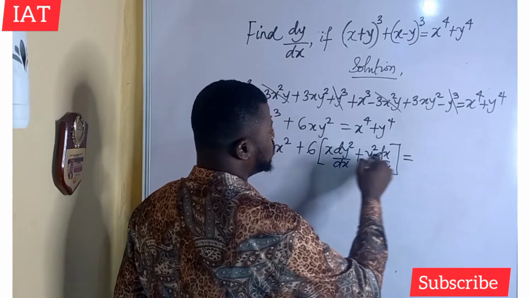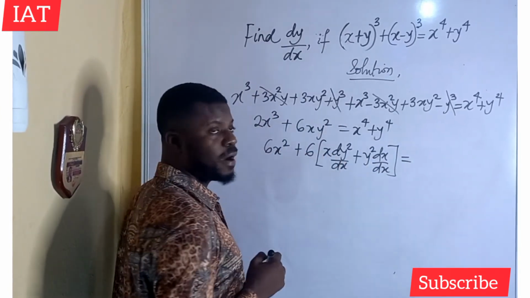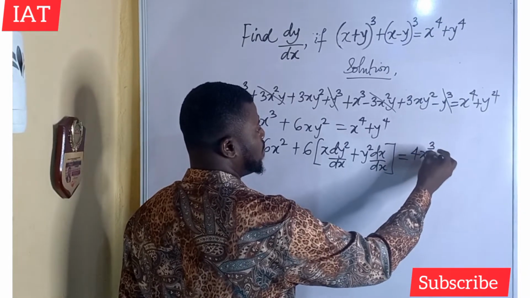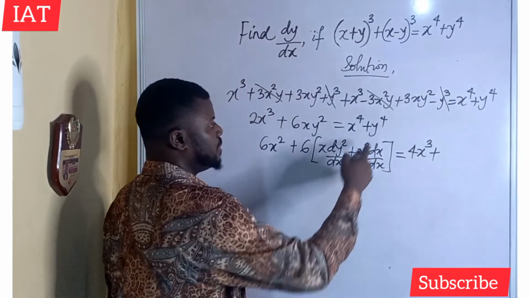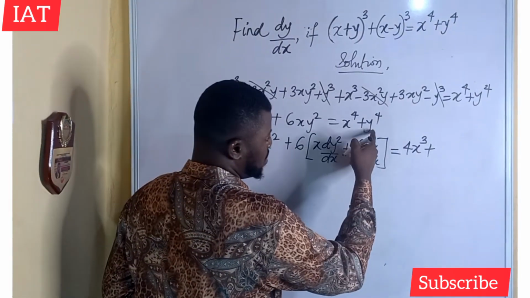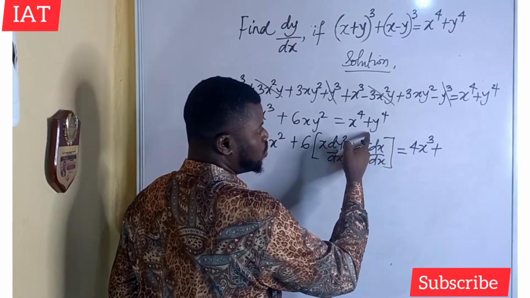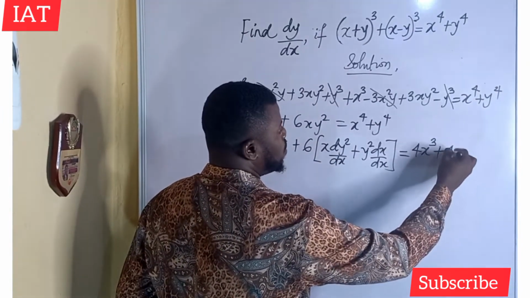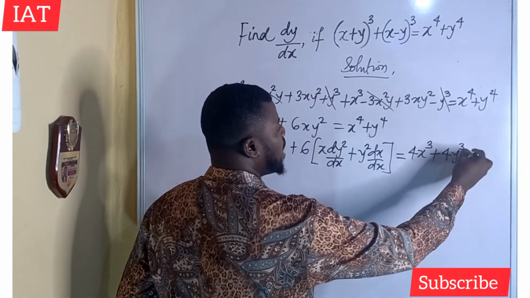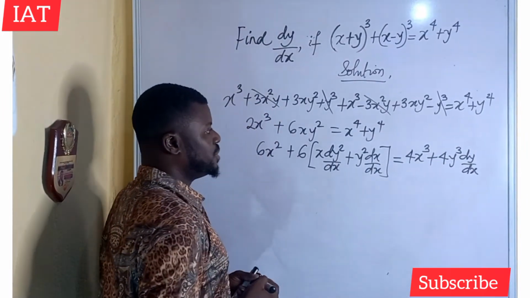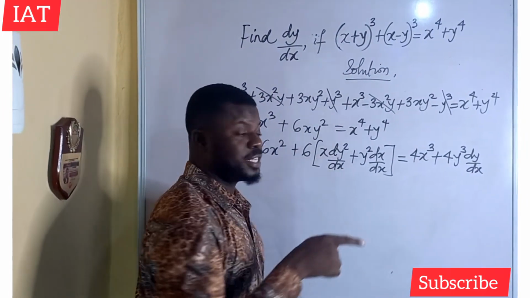This is equal to the differentiation of x to the power of 4, which will give us 4x cubed, plus the differentiation of y to the power of 4. Remember, this is y. So because it is y, the answer will still be 4y to the power of 3, but you add the dy over dx because we're actually differentiating with respect to x, not with respect to y.